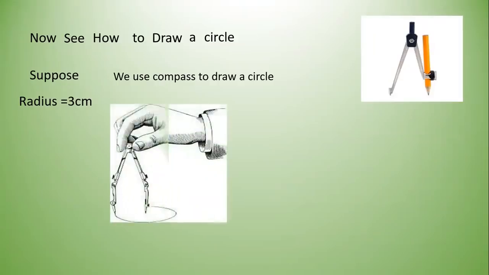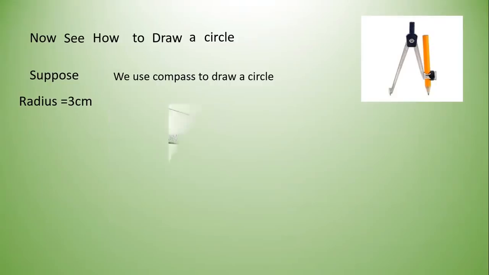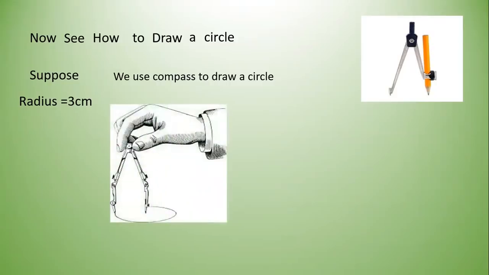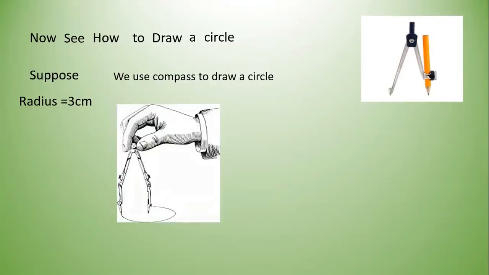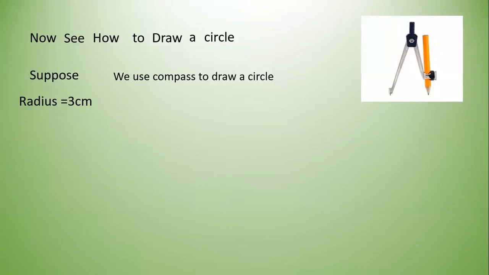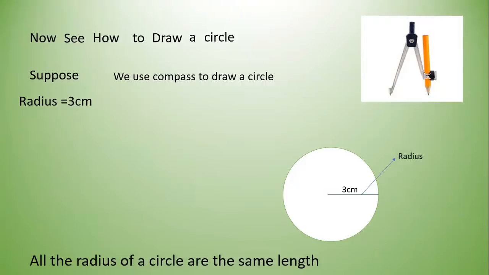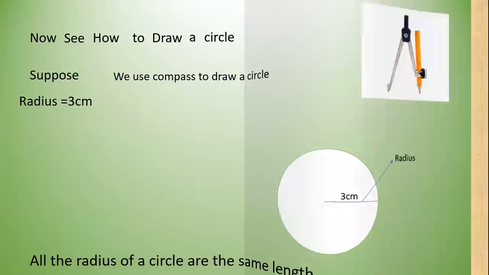Now you can see how to draw a circle. This way you hold the rounder and pencil, and this way you can rotate it. It forms a circle. So it is known as a circle of 3 centimeter radius. All the radii of the circle are the same length.